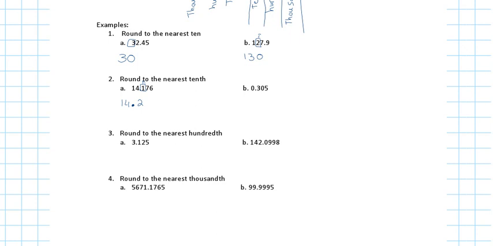What will be the answer for B? 0.3? So my 10th digit is the 3. After this 3, I have a 0. So that means that stays the same and it stays at 0.3.